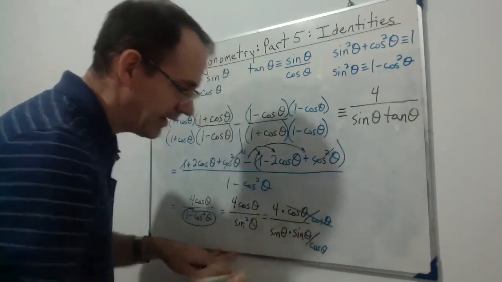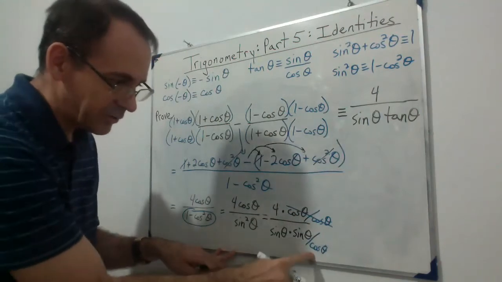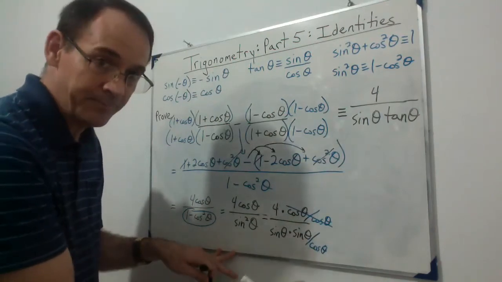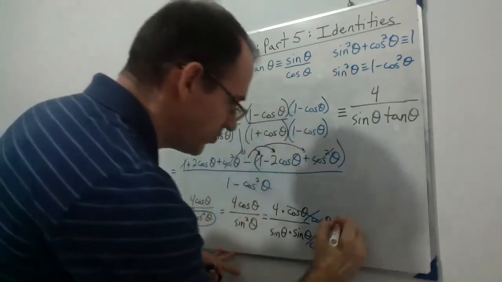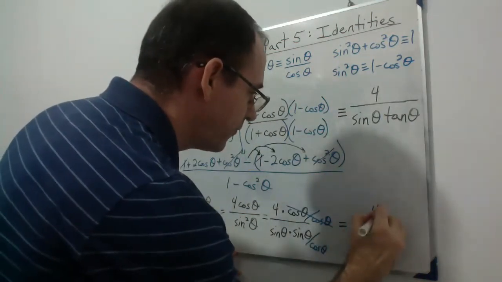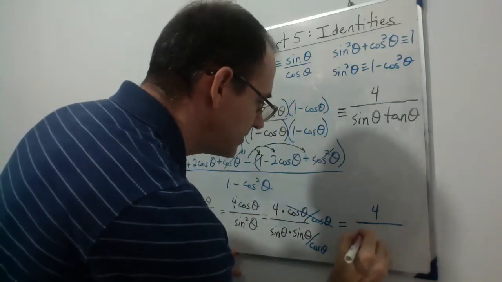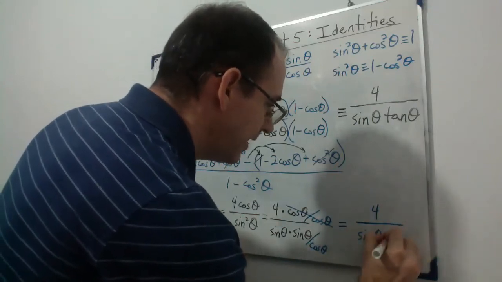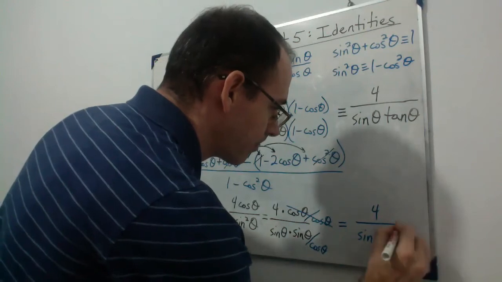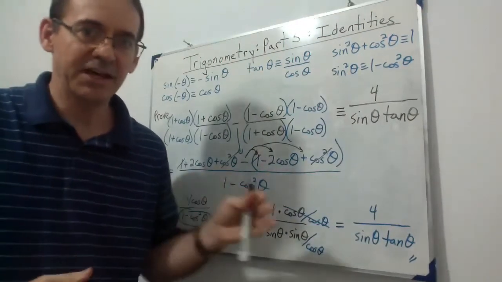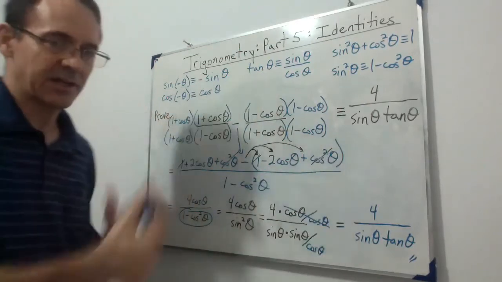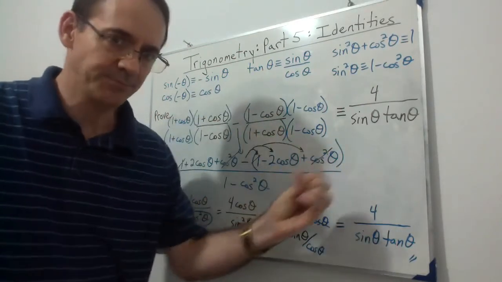So that cancels out. This we don't want to cancel, it doesn't. We want to now use the identity and turn it into a tangent. So we get 4 over sine theta tan theta. And there we have arrived at the destination that this particular question wants us to arrive at.